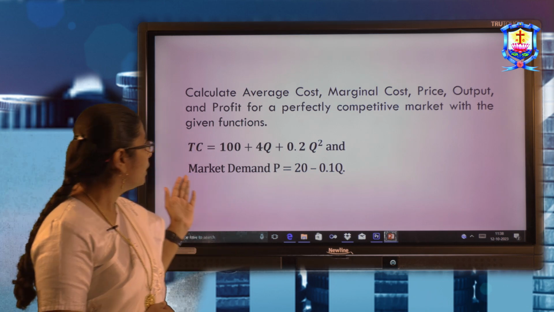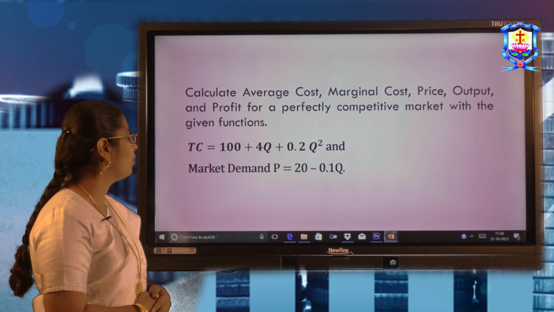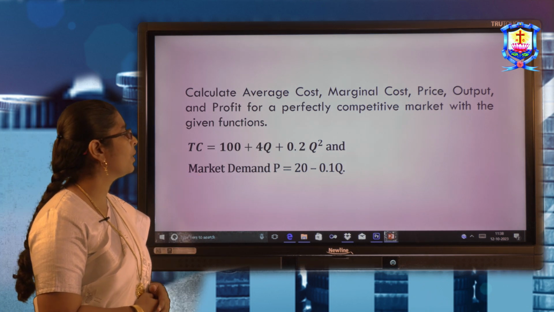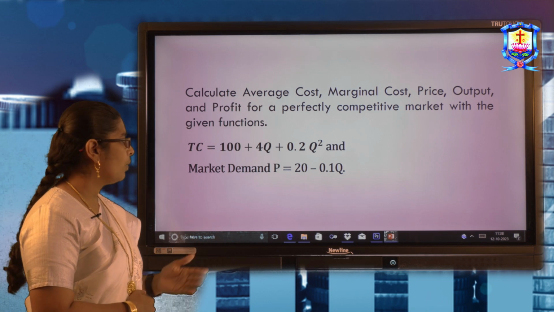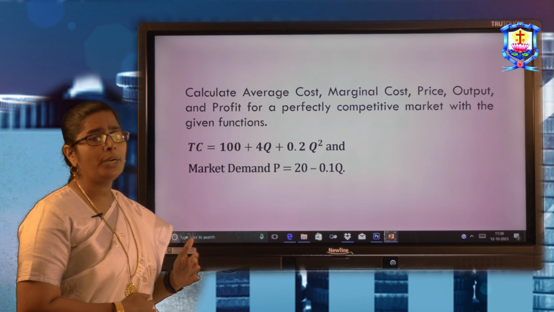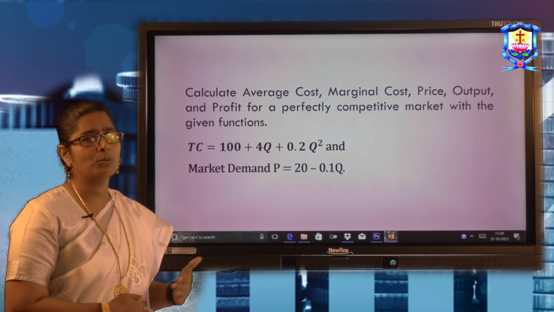The given functions are: total cost is equal to 100 plus 4q plus 0.2q squared, and market demand, that is P, is equal to 20 minus 0.1Q. This is the sum which we are going to calculate today.